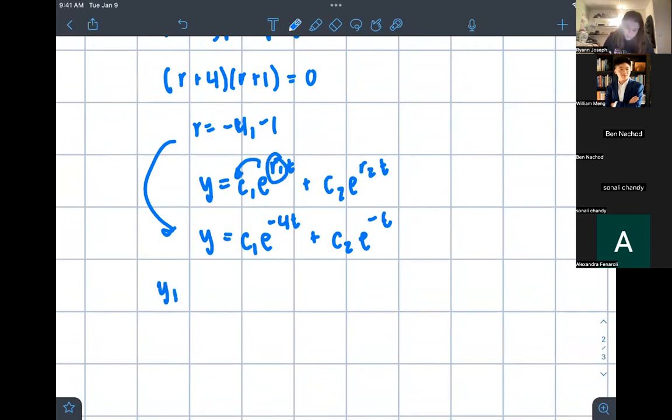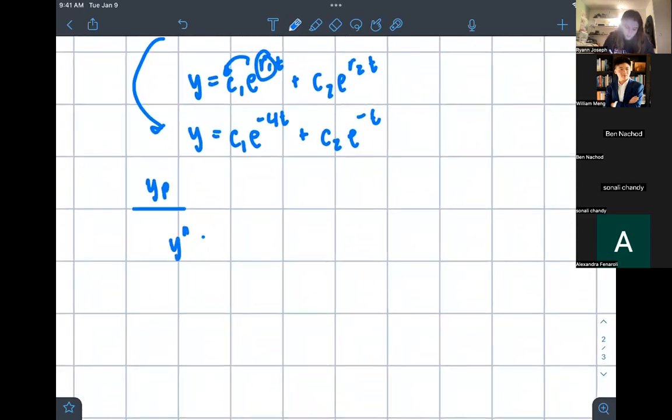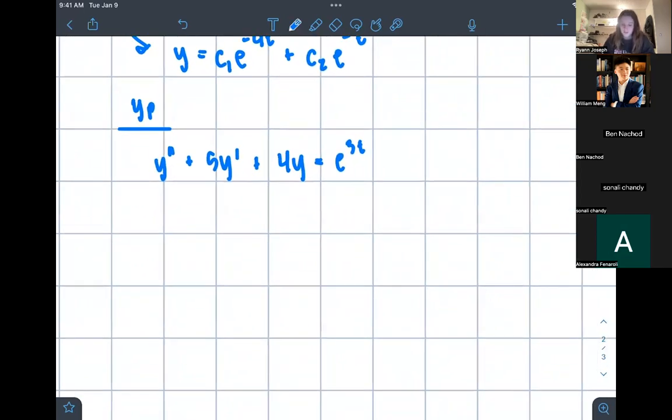Now we need to solve for the particular solution. This is our equation. The way that I do this, again, is the method of undetermined coefficients. I know some students use the annihilator method, but this is just the method that I prefer. This is our f(t). Our non-homogeneous component is e^(3t).